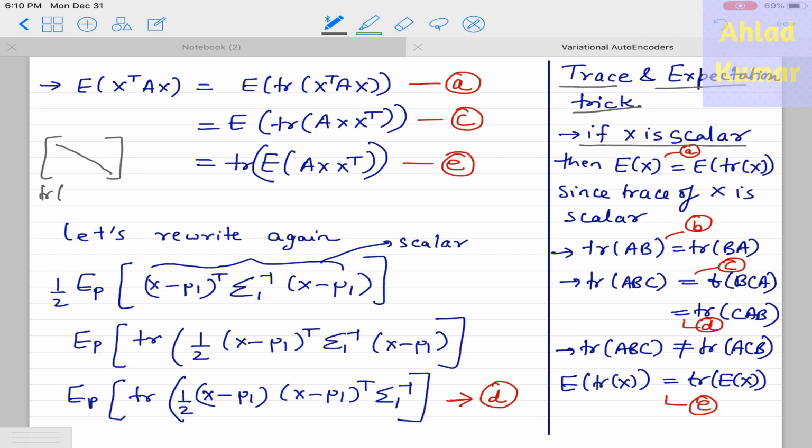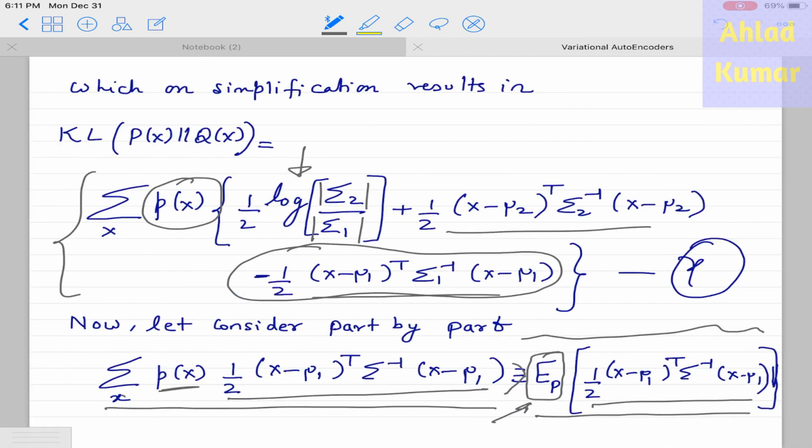So if x is a scalar, then expectation of x can be written again as expectation of trace of x. The other properties of trace are that trace of A times B is the same as trace of B times A. The third property is trace of ABC is the same as trace of BCA and CAB. Trace of ABC is not the same as trace of ACB. This is very important, so please note it. And expectation of the trace of X is the same as trace of expectation of X. So we can move out the trace and expectation interchangeably. If you note these 5 identities, then we can solve this problem.